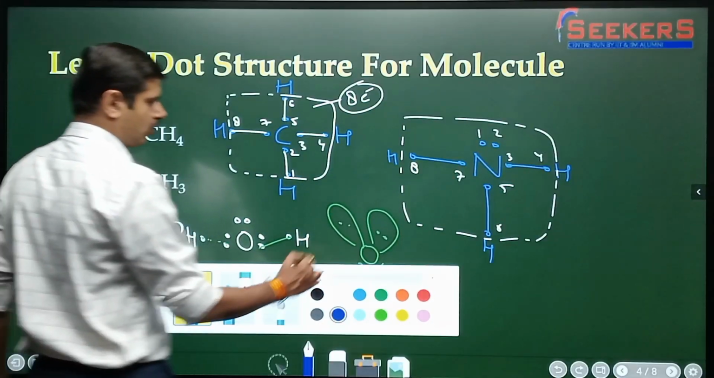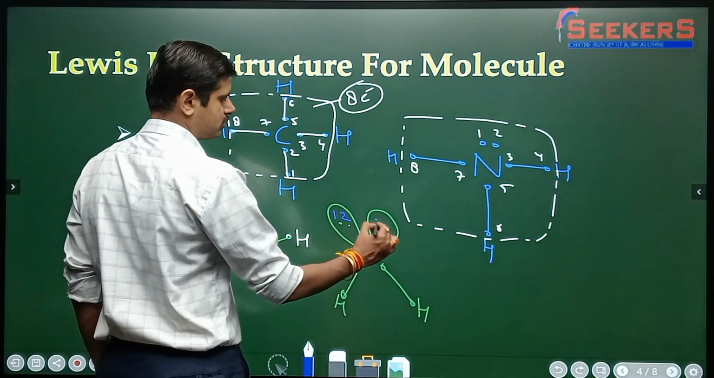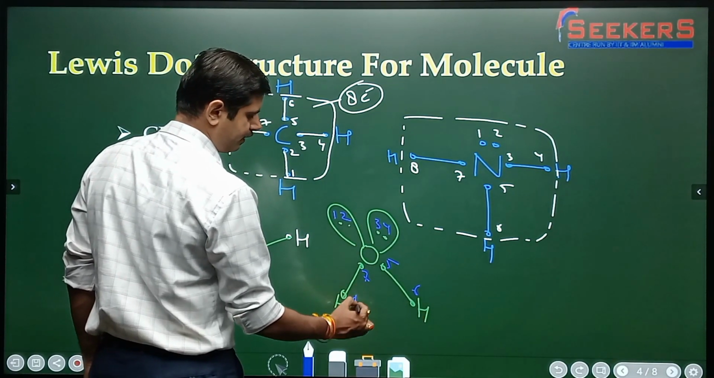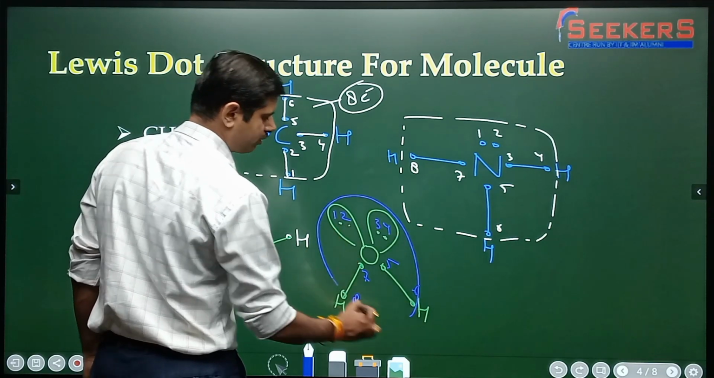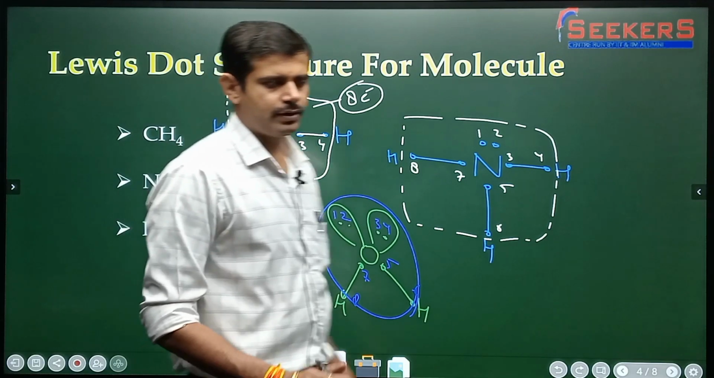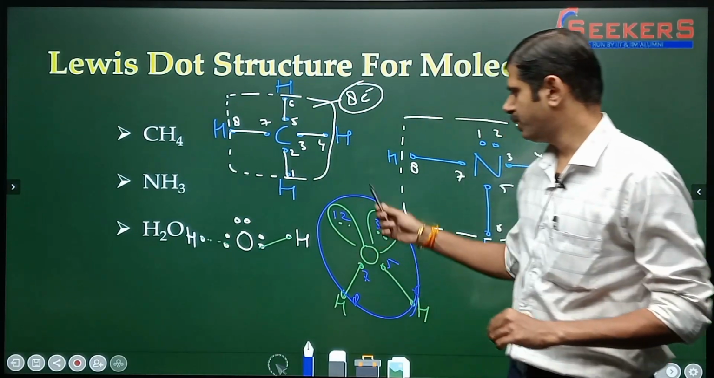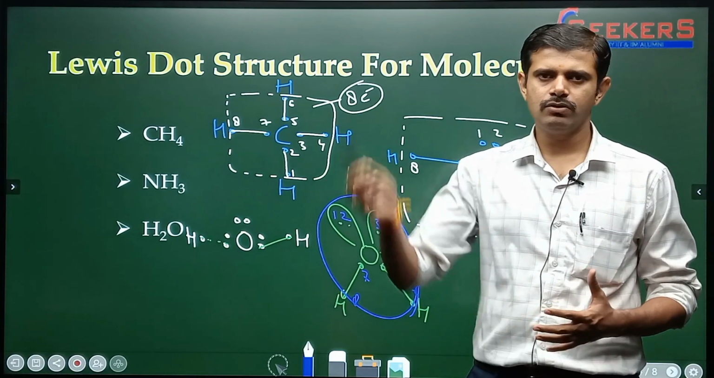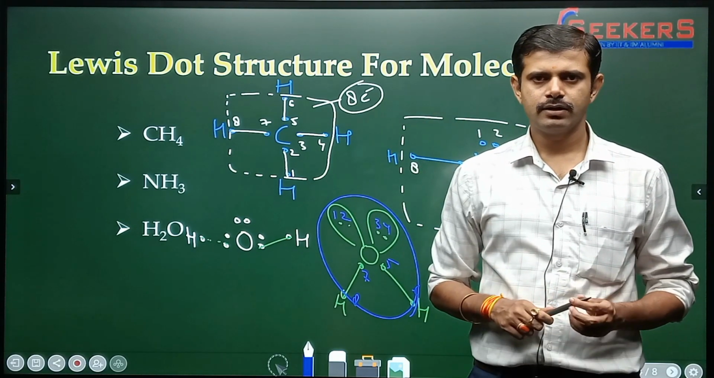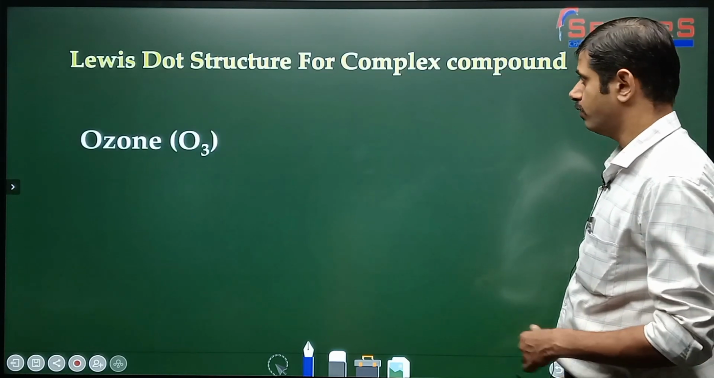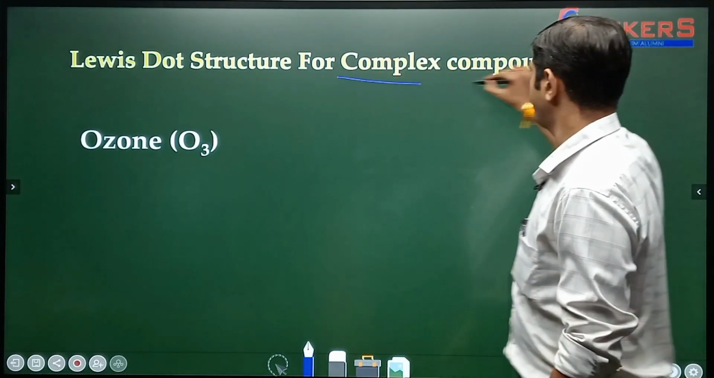Now what happens here? How many electrons? This is 1, this is 2, this is 3, this is 4, this is 5, this is 6, this is 7, this is 8. Oxygen octet is getting complete. So the main thing over here is, whenever we form a bond, whenever we form a molecule, why is it being formed? So that the overall octet can get completely filled. Okay, the last. Now we'll do some complex compounds.